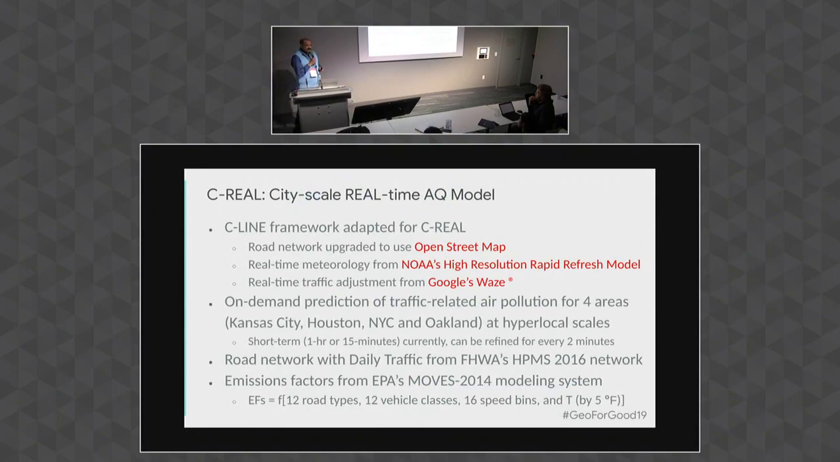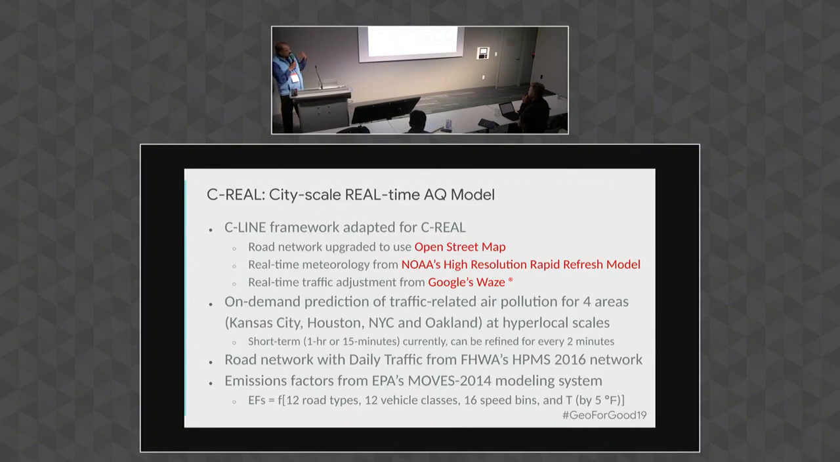Okay, moving beyond this, in the last year or year and a half, we started thinking about how to take this to the next level to do something near real time. Okay? So we took the C-line framework that you saw earlier, which uses typical meteorology and typical activity, and then did three major upgrades. The first one is moved to a more open source road network called the OpenStreetMap. And the second was to look at real-time meteorology.